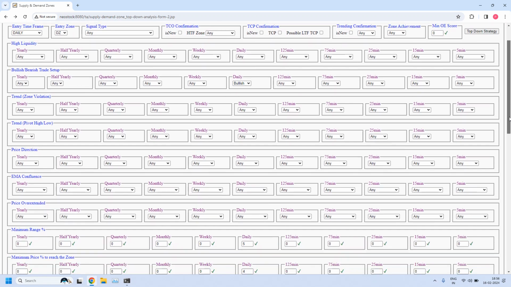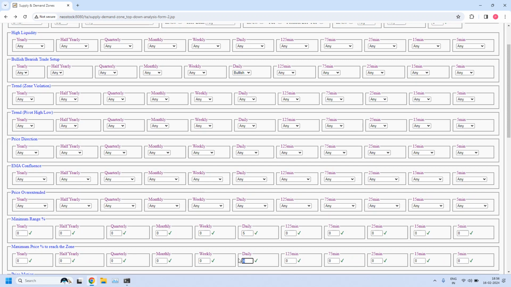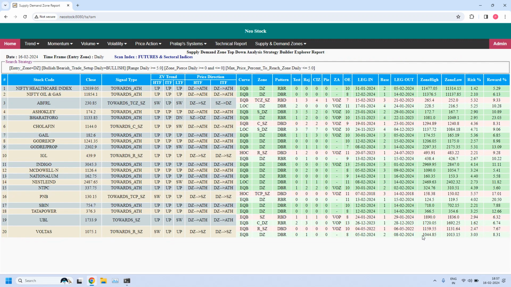So now I am changing 4% to 5%. That means we are filtering the stocks within 5% to the demand zone. So these 20 stocks are filtered. Now you got a big list. But see here, none of the stocks are moving towards the demand zone. All are moving either to all-time high or towards the supply zones.